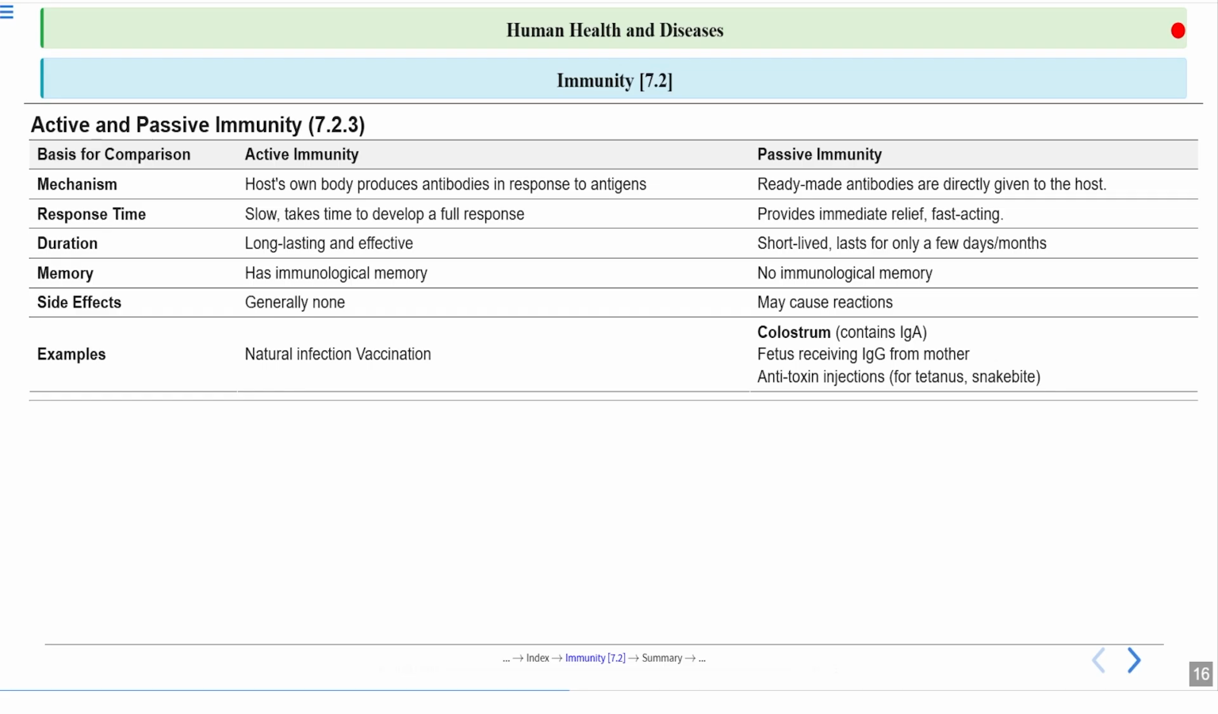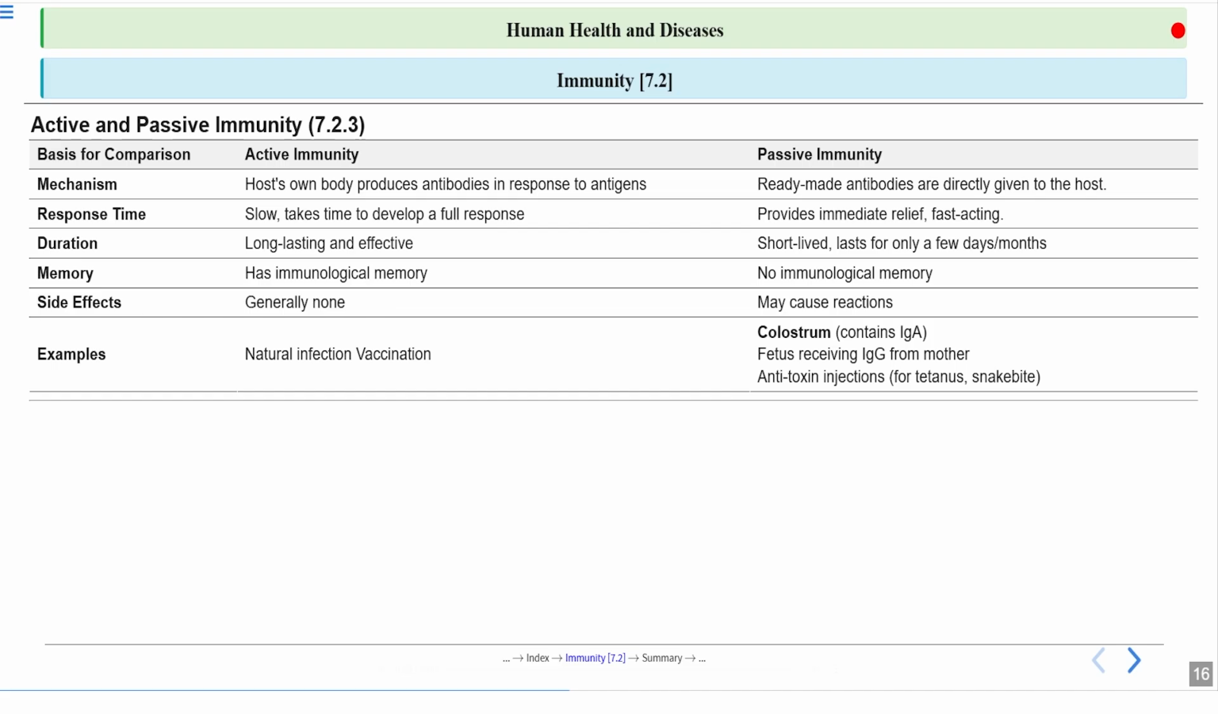You can see the mechanism of active immunity and passive immunity. In active immunity, the host is producing antibodies against the antigen. In passive immunity, ready-made antibodies are being directly given to the host. Okay, so you can see active immunity is slow because antibodies are being produced. Passive immunity is faster. It provides immediate relief because antibodies are directly introduced. But active immunity is long lasting, while passive immunity is short lived. In active immunity, immunological memory cells will be there. In passive immunity, there will be no memory cells.